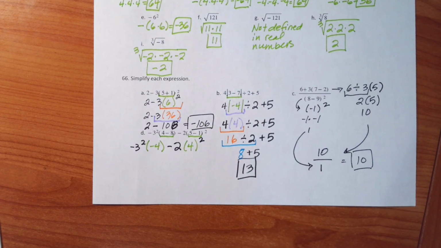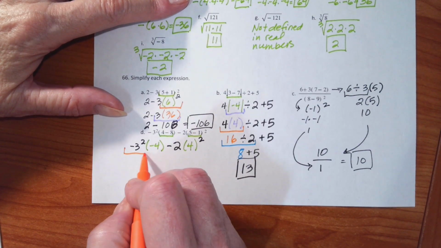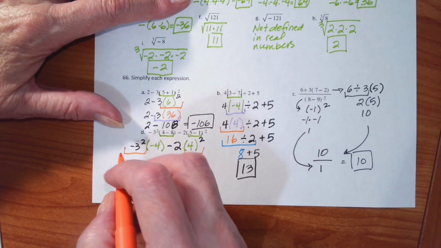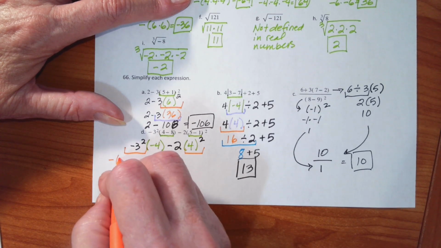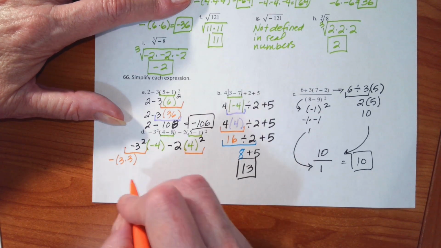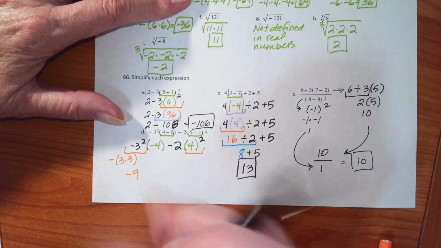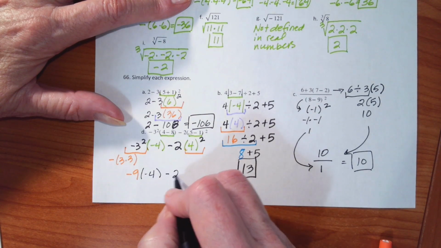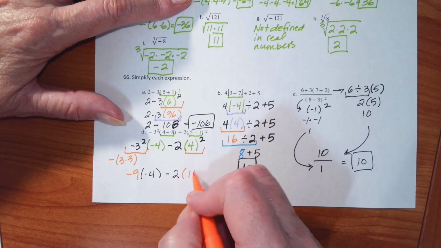Okay, so I've done that. So now I have to do my exponents before I do my multiplication. So I've got to deal with my exponents. So -3 to the second is the opposite of 3 times 3. So that gives me -9 times -4 minus 2, and 4 times 4 is 16.